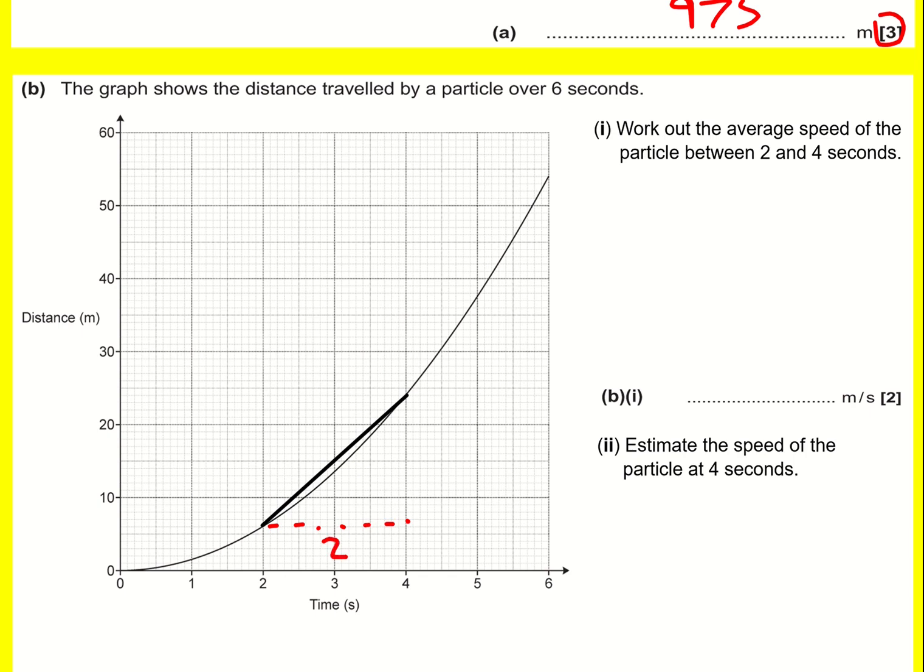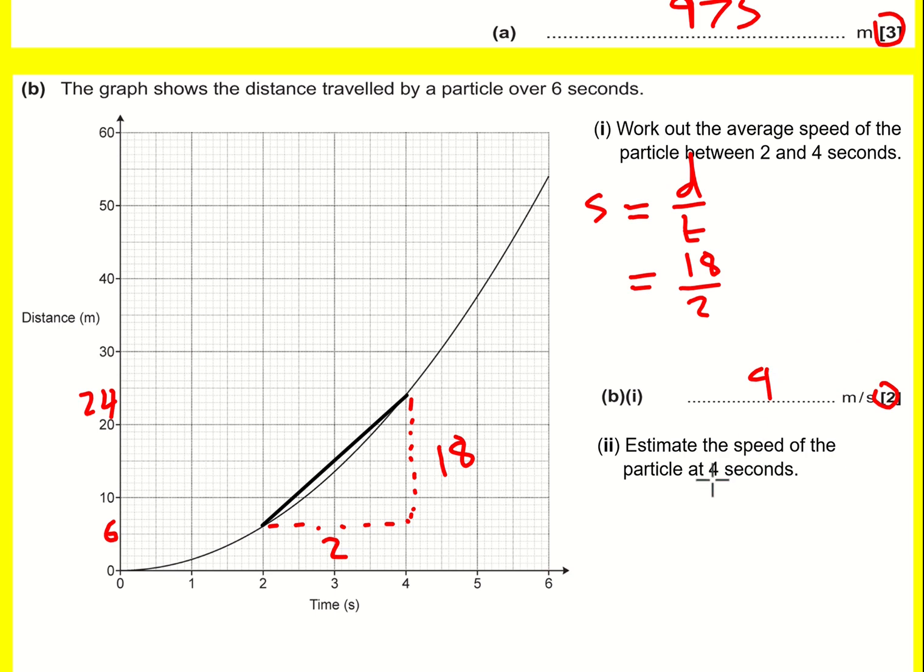This has 2 seconds as the time difference, and then we need to read carefully off this graph. So this looks like 6, and then up here 24, so it's going to be 18 in height, and then the average speed is going to be the distance over time, 18 over 2, 9 meters per second.